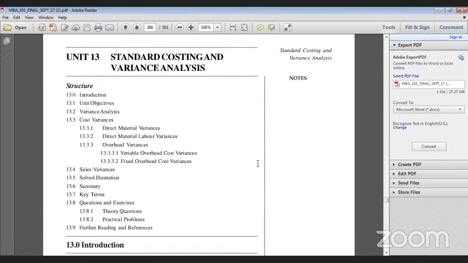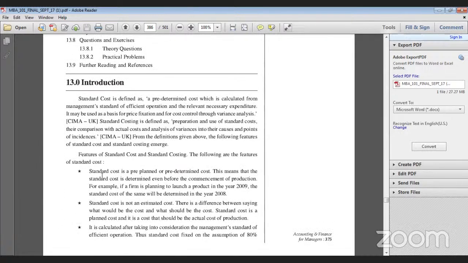Unit number 13, standard cost and variance analysis. The introduction, objective and description are given below. Introduction: standard cost is defined as a predetermined cost, which can be calculated from management standards of efficient operation and the relative necessary expenditure.